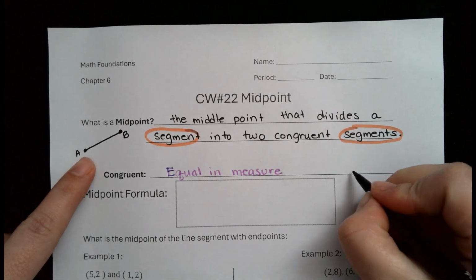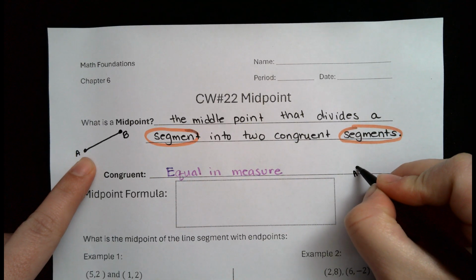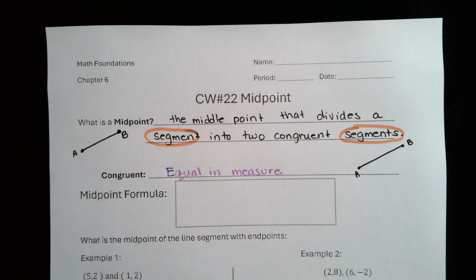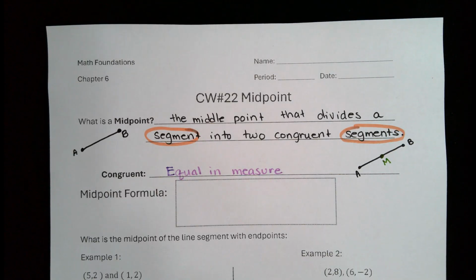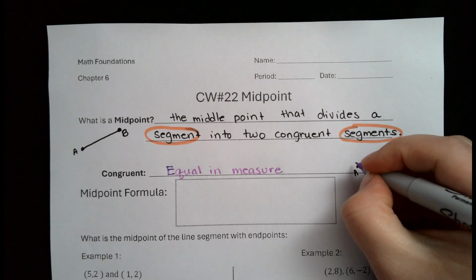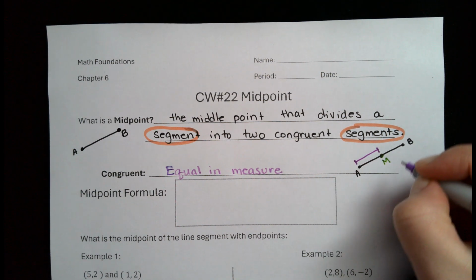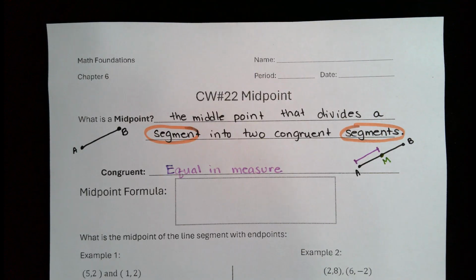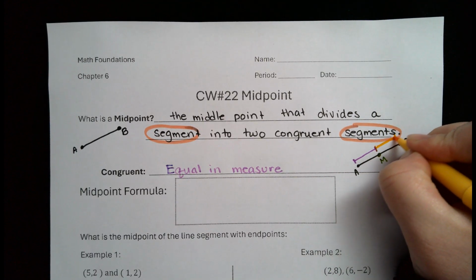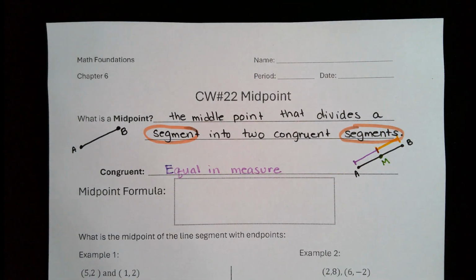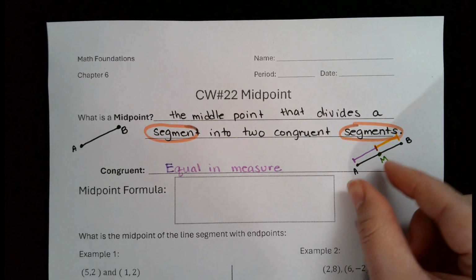So let's go and draw our A and B. Here's A. Again, here's our segment AB. And if we have a middle point, a midpoint, let's say this is point M, capital M, that means that the section AM, segment AM, and segment MB are going to be equal in measure. What that means, they're going to be the same size. So if we have a middle point, that middle point creates two sections or two segments that are equal in measure.